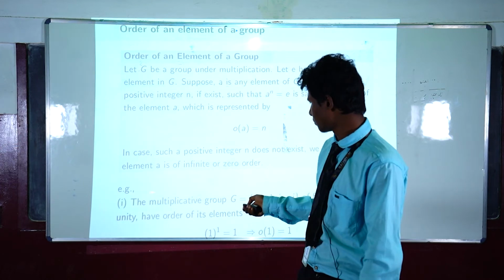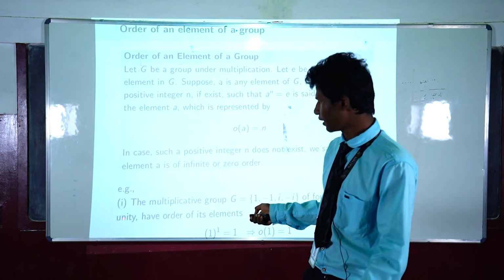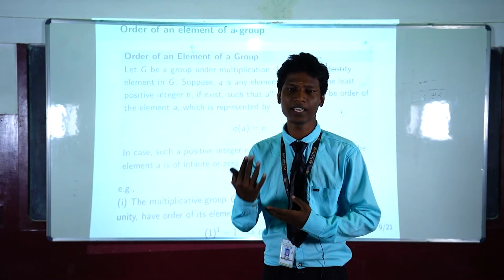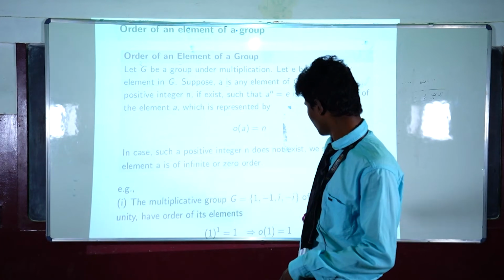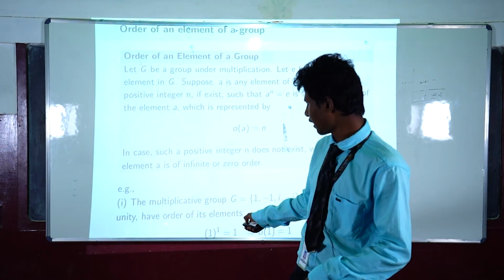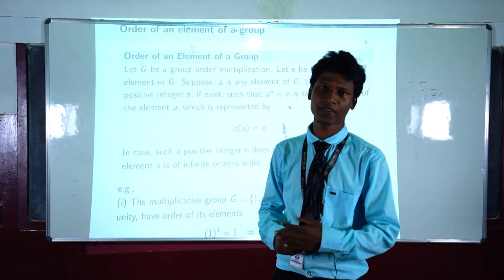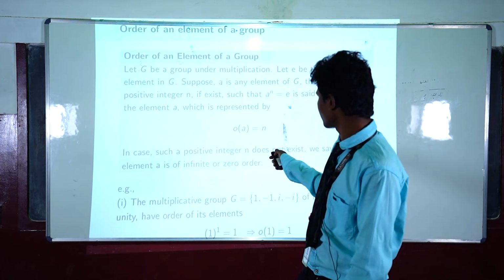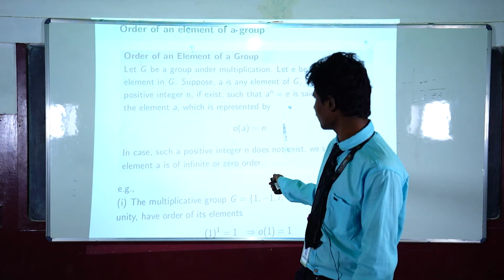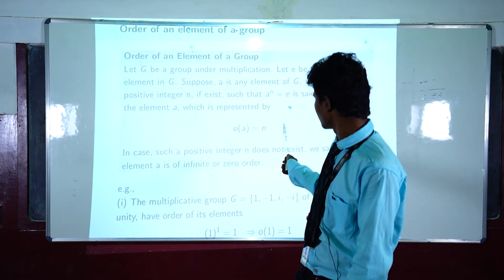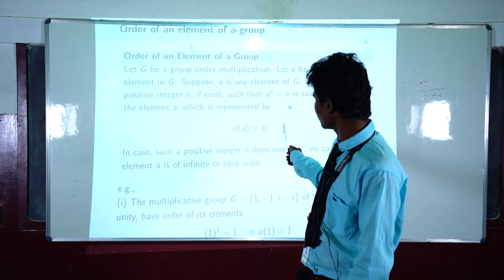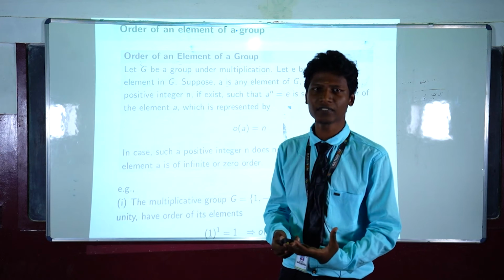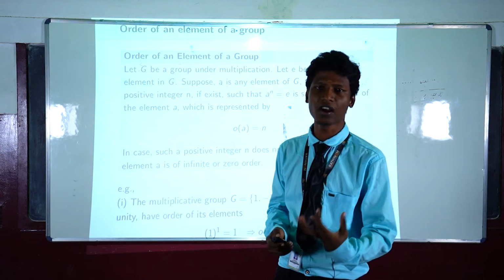So I will give you the examples. Here is the multiplicative group G, which is 1 comma minus 1 comma i comma minus i, the fourth roots of unity. Let me find the order of its elements. How do we find the order of an element? We use this definition: for A not equal to E, if A power n equals E, then n is called the order of A. When we operate the element repeatedly and get the identity element, that number is the order.